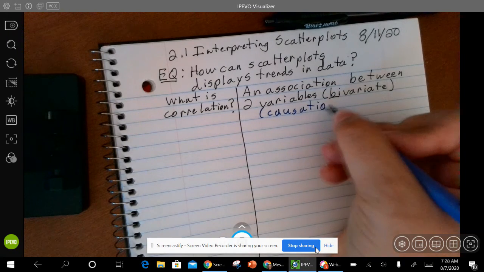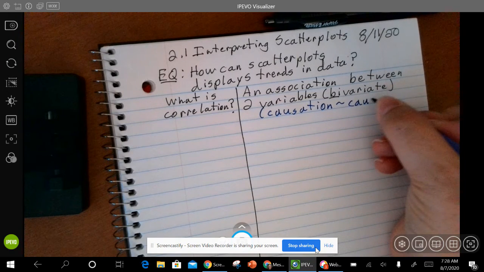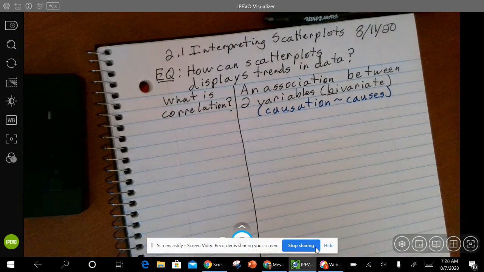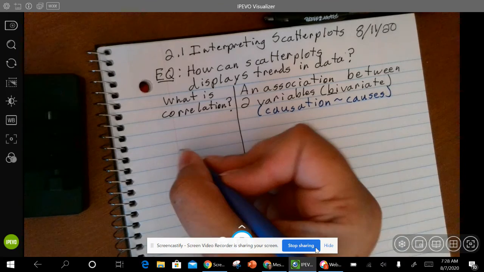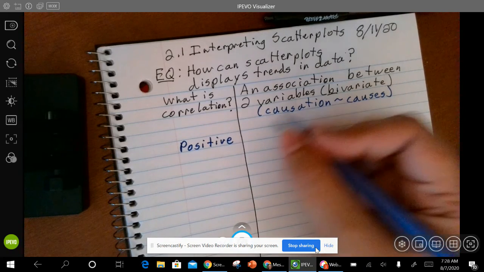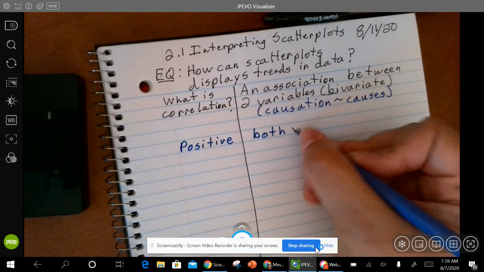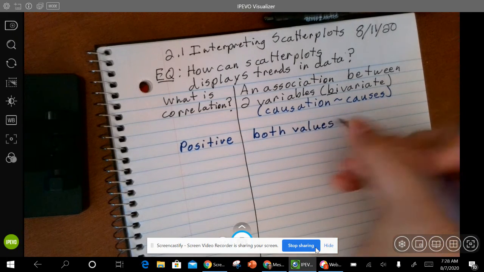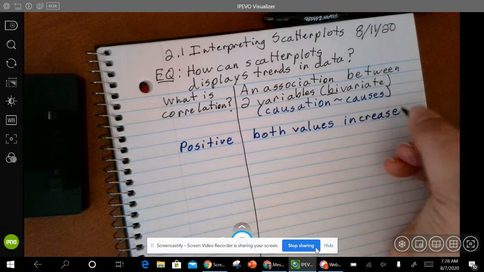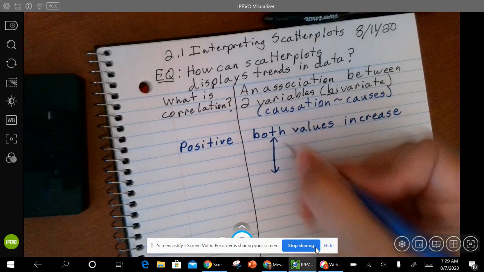So that would be causation. So if the explanatory variable causes a change in the responsive variable, okay, that's a causal relationship, they call it. So it causes it to change. Okay, so with this, everybody, if it's a positive relationship, that means that both the explanatory and the responsive variable increase. And you all are going to notice that I do use color. Color helps our brain organize the information. So you want to use color.